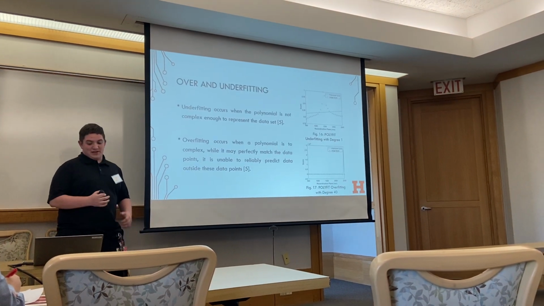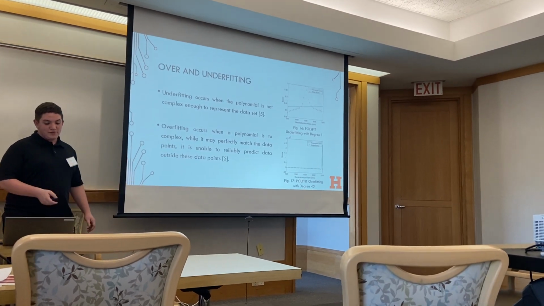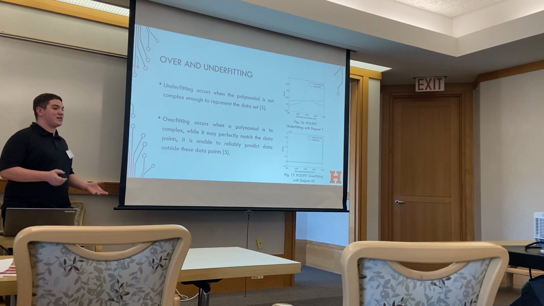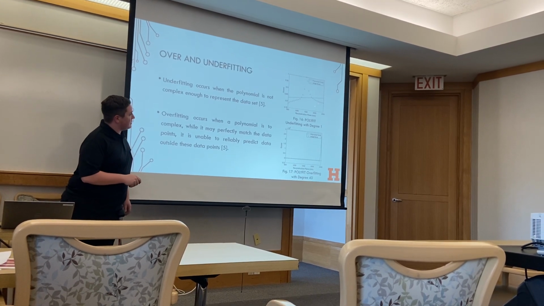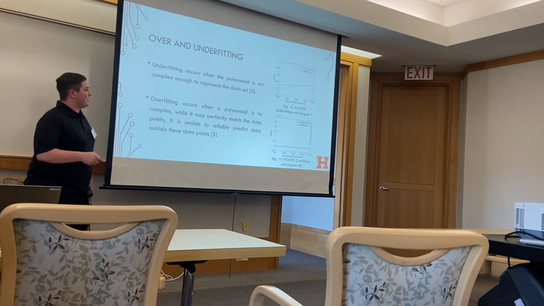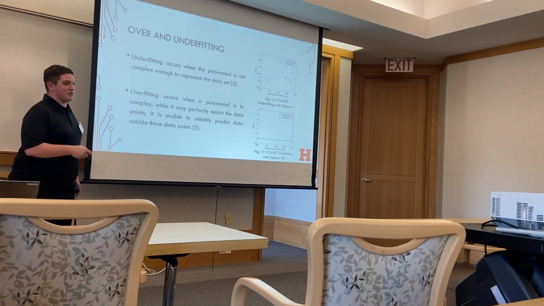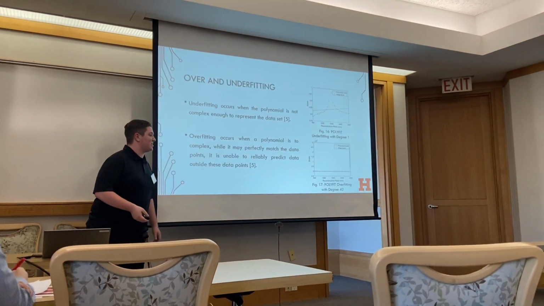So what is the reason for this? The reason is over and underfitting. Underfitting occurs when a polynomial is not complex enough to represent a data set. Here you can see I applied a linear curve to our data set, and it doesn't match our data at all. It doesn't even intersect with a majority of the points, or even come near a majority of the points.